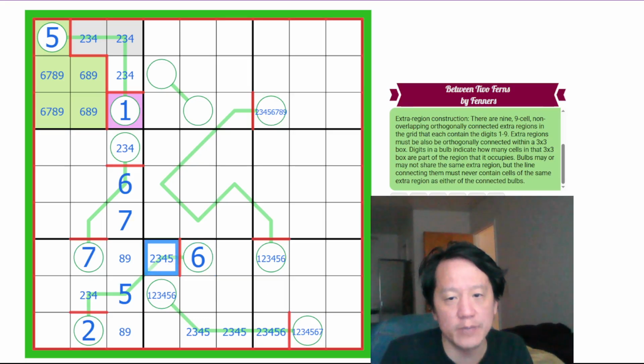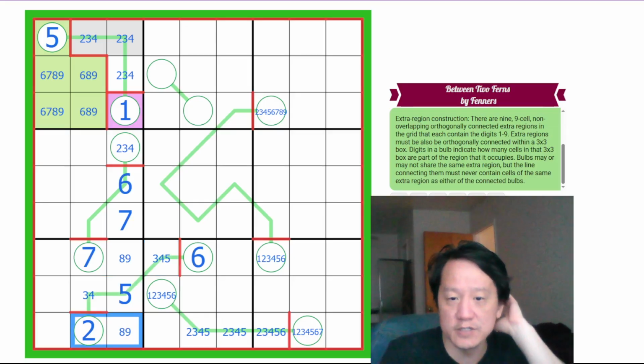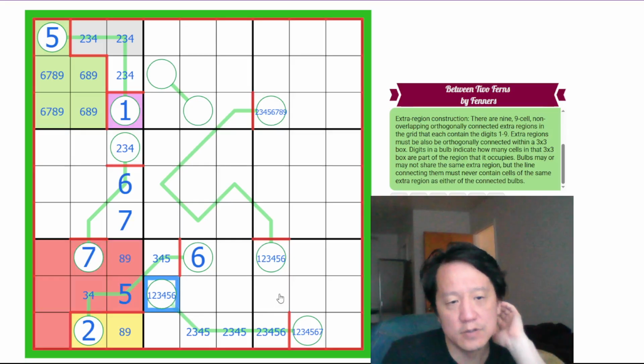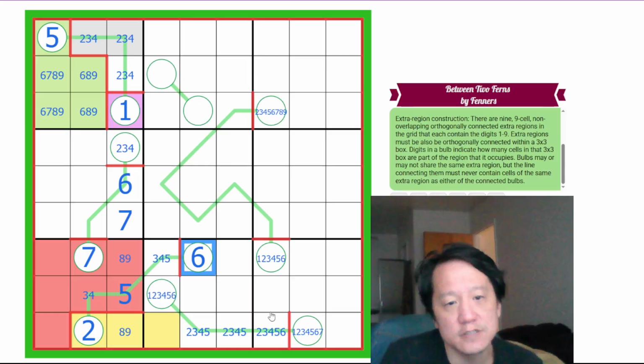So 2 cannot be part of the between lines. So this 2 must exit out this way, and that's done. And then this is done as a region. And the 7 has to be all of these digits. So that's red. Yellow has to go out that way. 6 contains 6 digits in this region.